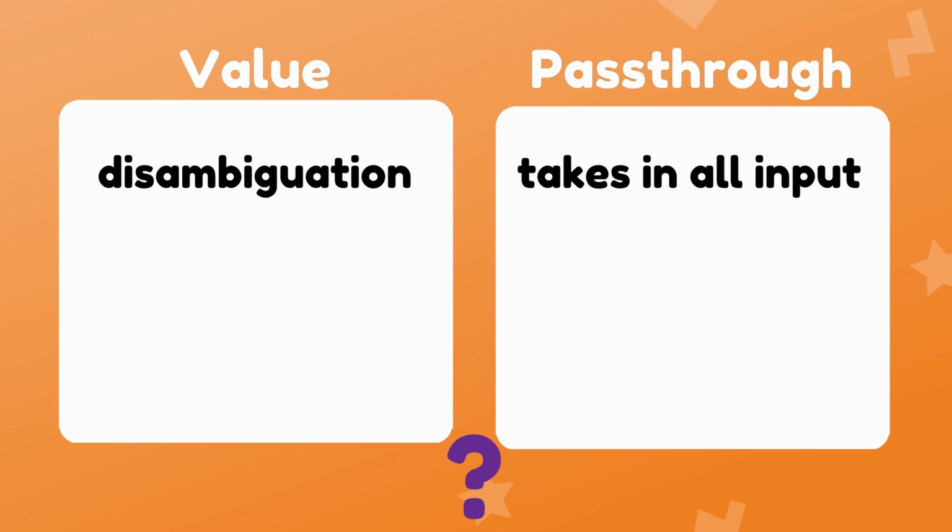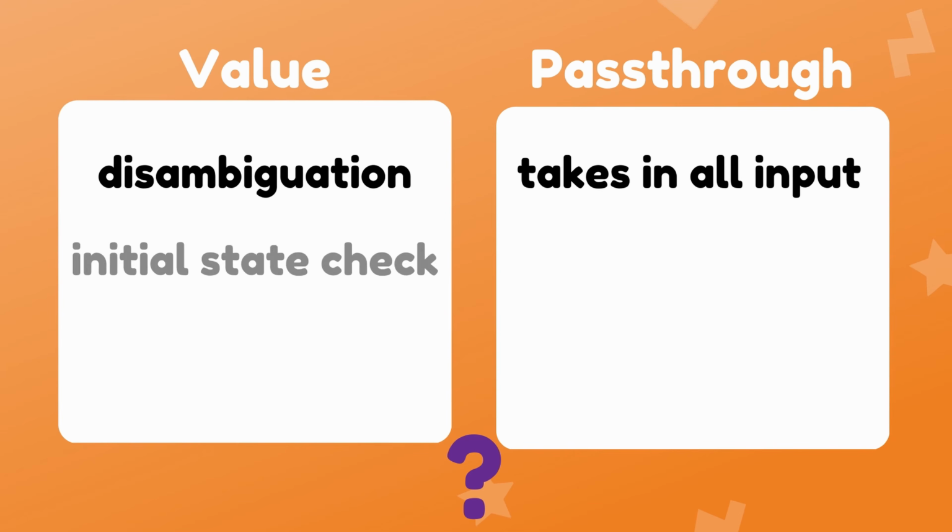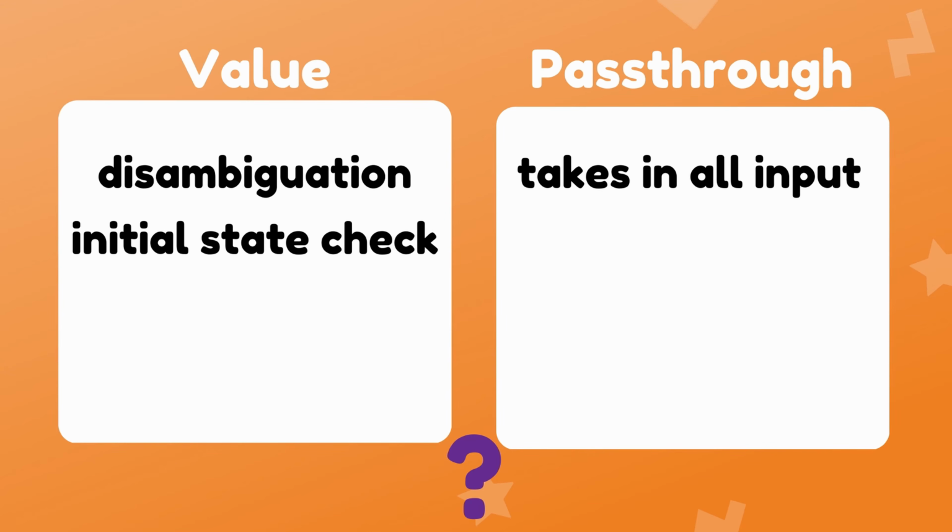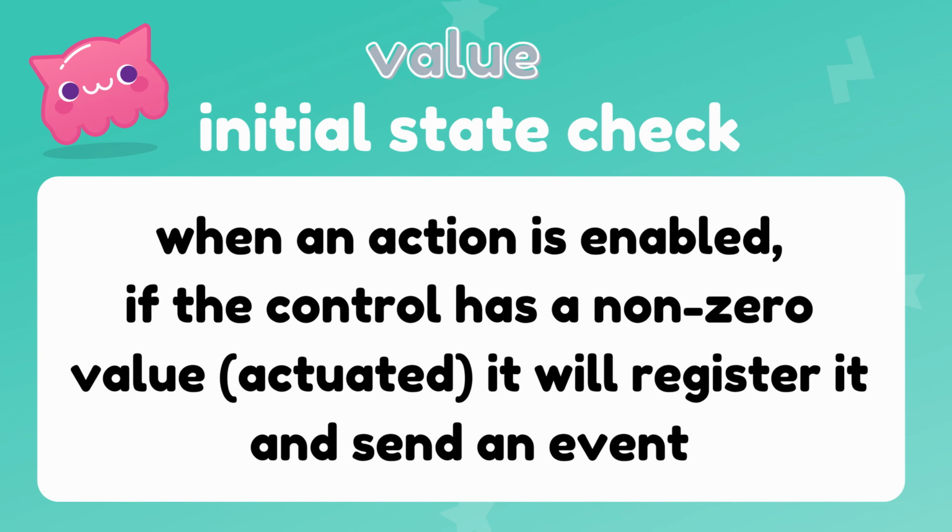One more thing I want to mention is that value does an initial state check. Value is the only action type that does this. Neither button nor pass-through actions do this. Let's say an action is disabled, it's not reading input from anything, and you have it disabled so that even if you press the button, it shouldn't do anything. Now, when you enable it, what value does is it checks the control, and if the control is actuated, which basically just means it's not at the default value, or in the case of the joystick, it's not in the center, then the action will immediately be started or performed.